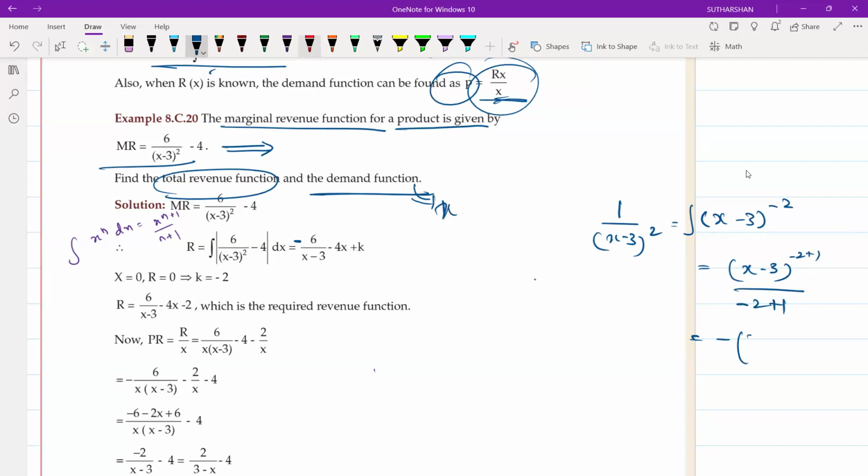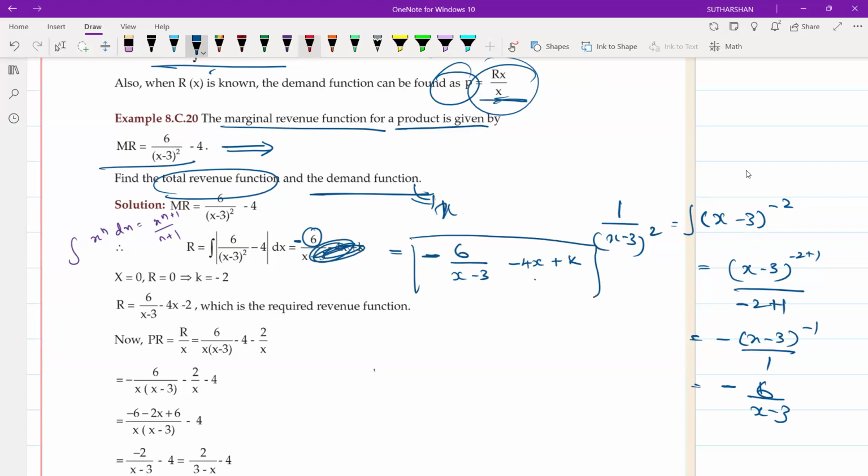It will become minus (x minus 3) to the power minus 1, divided by 1. So if I write this, it will become minus 1 by (x minus 3). Already 6 is there as a constant, so I will put 6 over there. It will be minus 6 by (x minus 3), minus 4x plus k. 4 if I integrate will become 4x plus k. This is the equation.